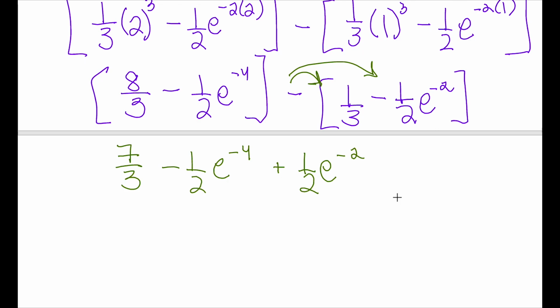So they wanted the area. This doesn't tell me a whole lot. So you would just plug it into your calculator, depending on what the question wants from you. And the area here is approximately 2.39 square units.